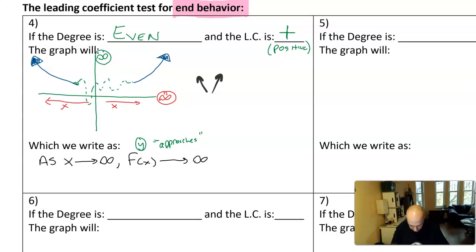We can also talk about going the other direction. So we could say as x approaches negative infinity. So that's starting at 0 and traveling to the left towards negative infinity on the x-axis. What does y do? Well, in this case, f of x, aka y, is also approaching infinity.